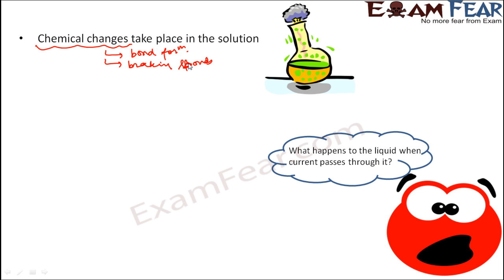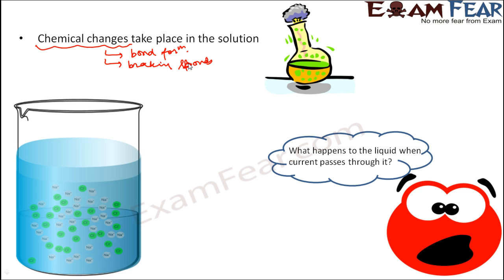Sometimes a bigger substance splits to form two different chemical substances. Sometimes two smaller chemical substances join together to form a bigger substance. They all are examples of chemical changes. These kinds of chemical changes take place in the solution when current is passing through it.